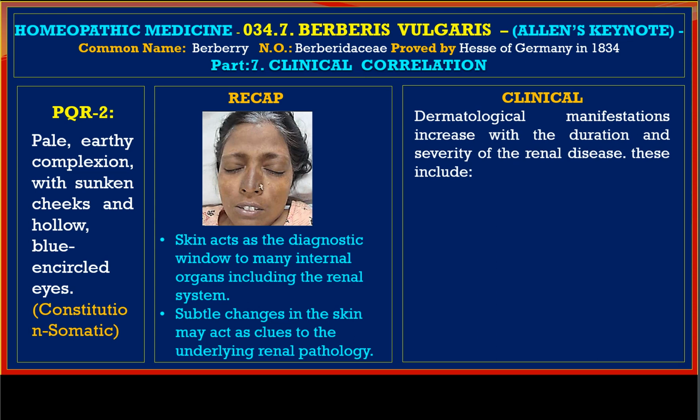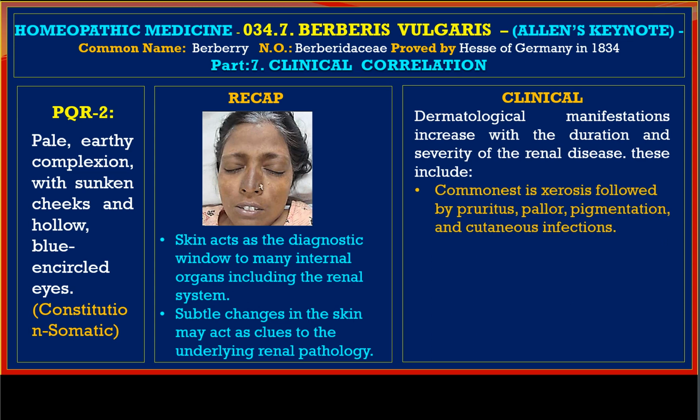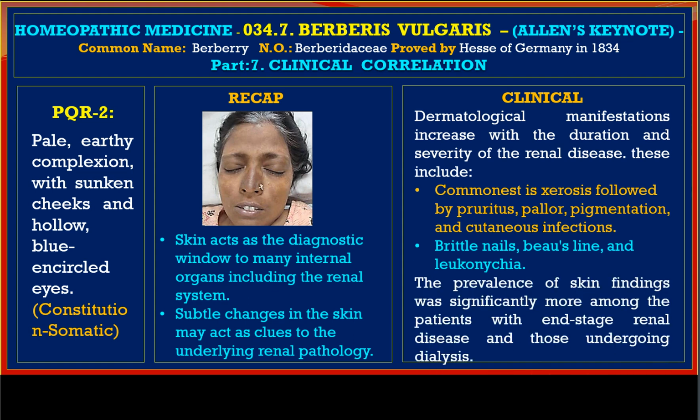These dermatological manifestations increase with the duration and severity of the renal disease. The commonest is xerosis, followed by pruritus, pallor, pigmentation and cutaneous infections. Brittle nails are there, Beau's lines and leukonychia. The prevalence of skin findings was significantly more among patients with end-stage renal disease and those undergoing dialysis.